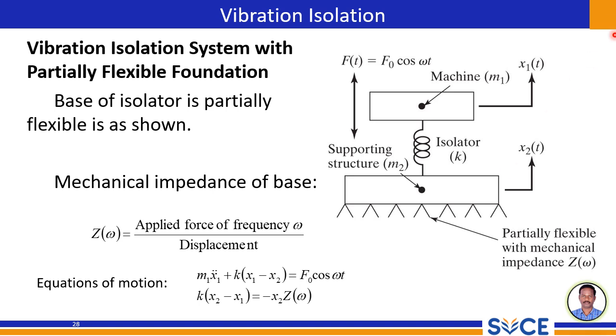This slide also introduced the concept of mechanical impedance at base. It is Z omega. It is defined as applied force of frequency omega divided by displacement. This impedance represents the resistance of the foundation to motion at a given frequency. It is a more general way to characterize the foundation flexibility compared to simply using the mass and stiffness.